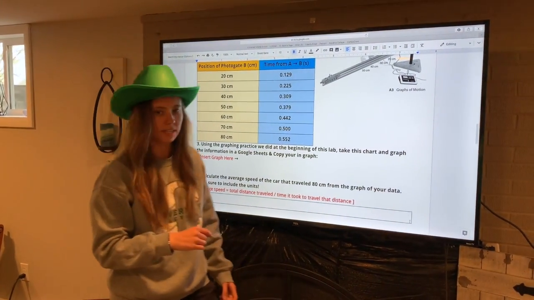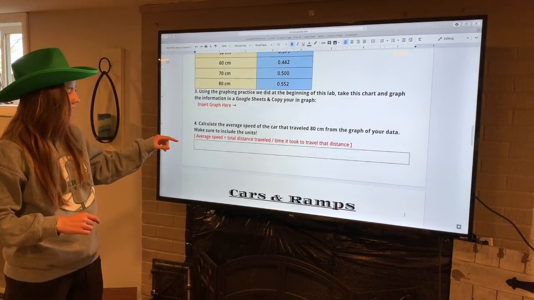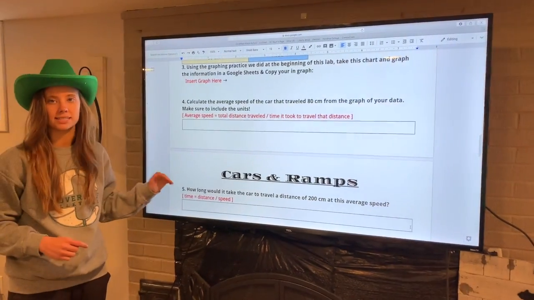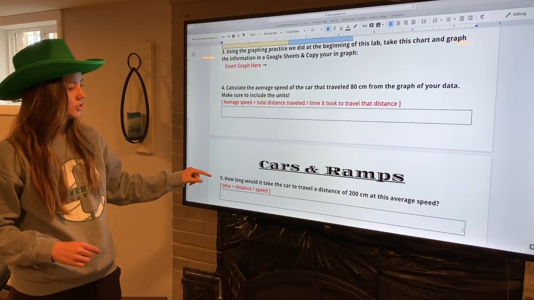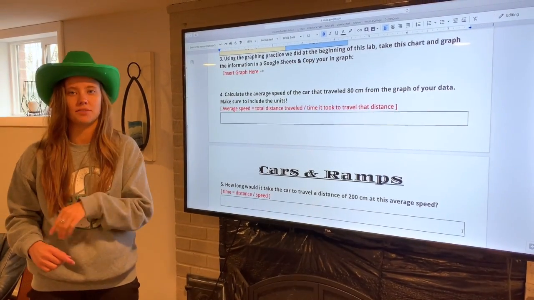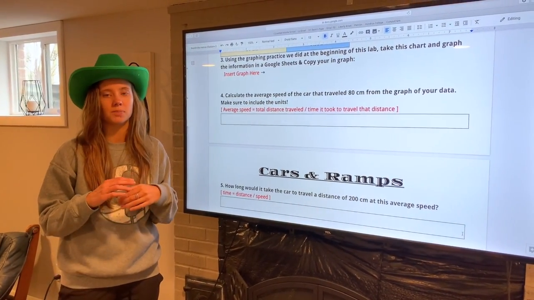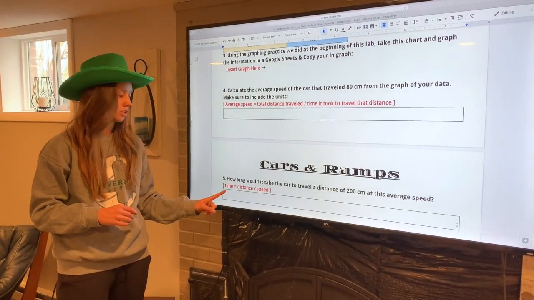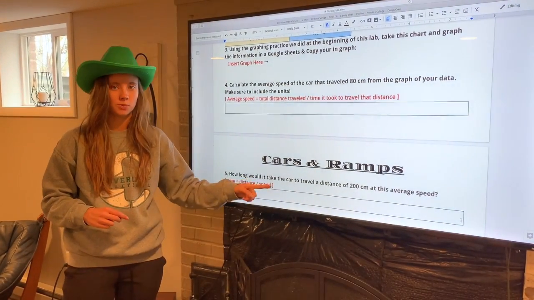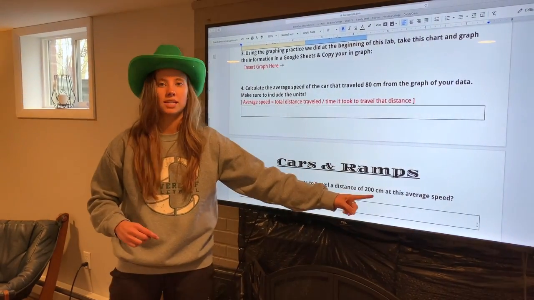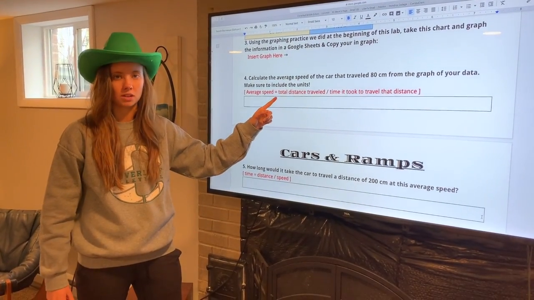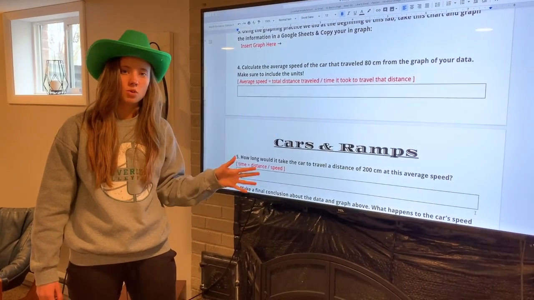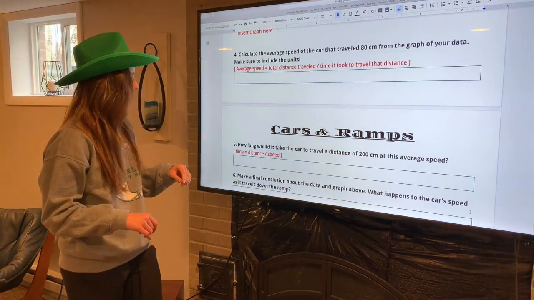Then we're going to scroll down to question number 5, and you are going to have to keep in mind the speed that you found up there, because now we need to calculate time. It says, how long would it take the car to travel a distance of 200 centimeters at this average speed? So we're going to rework this speed equation into solving for time. The equation you're going to be using is time equals distance divided by speed. We're giving you your distance, which is 200 centimeters, and your speed is what you calculated up here. So you're going to do distance divided by speed to find your time. Similar to the other equation, we're just rearranging it a little bit.